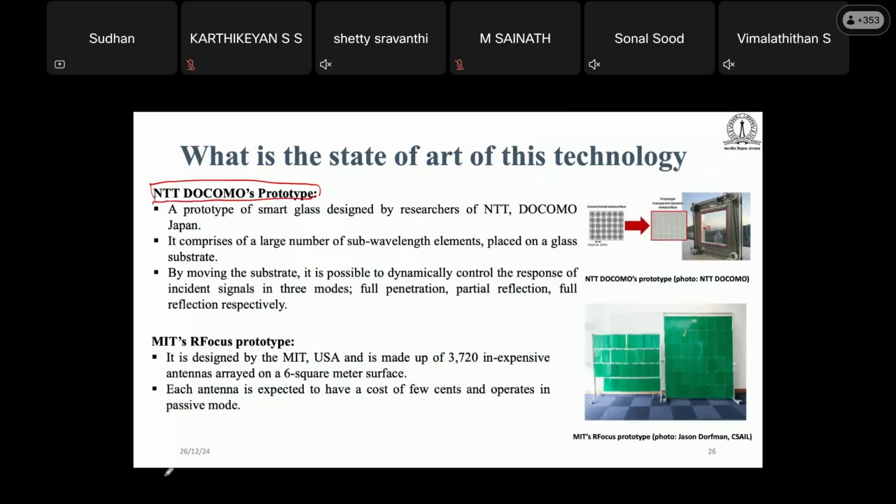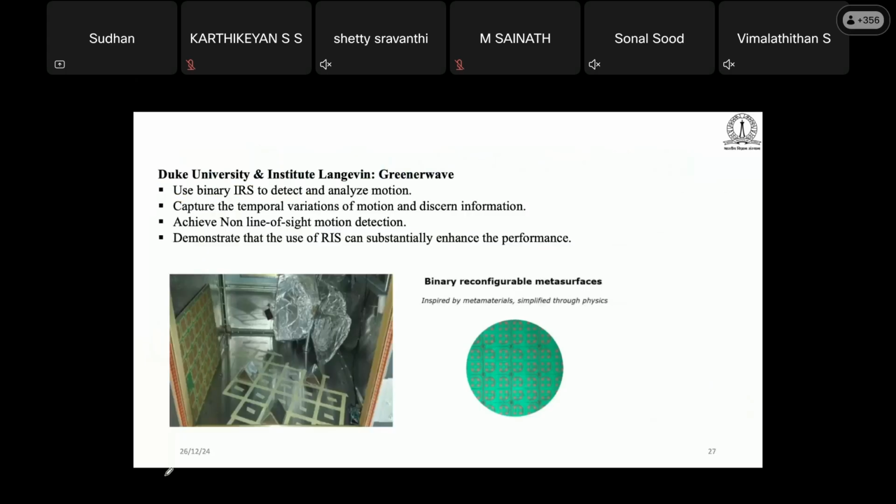And MIT also has some kind of prototype, and they have some kind of study, and they have some kind of white paper as well. So this is academic, and now Huawei and many other service providers are also having this kind of thing. Initially it was mostly available to academia, but nowadays many industries also have prototypes.